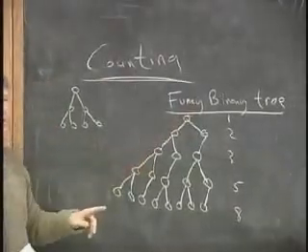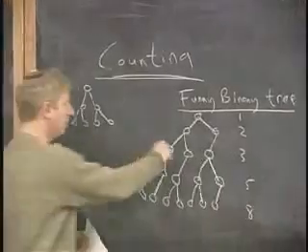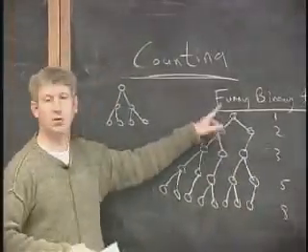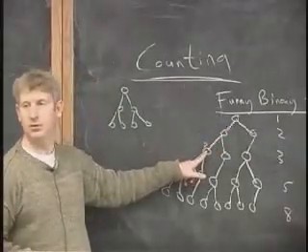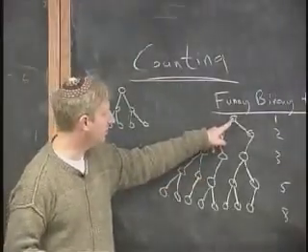Every one of these nodes is going to represent a string of zeros and ones. Which one does this one represent? Left is 0, right is 1. This represents 0, 0. This represents 1, 0.